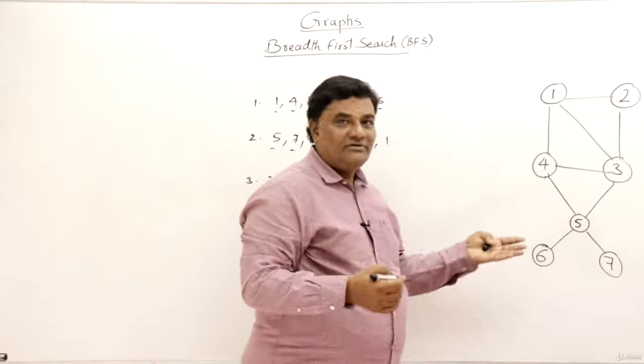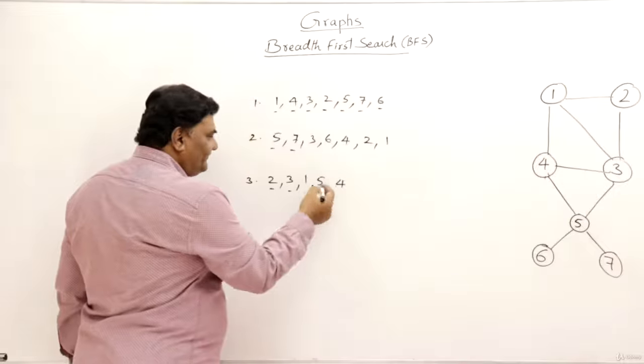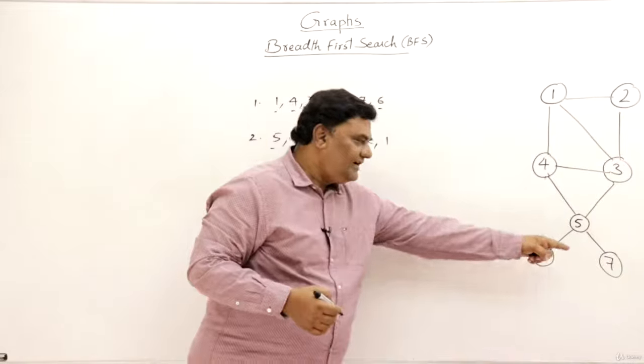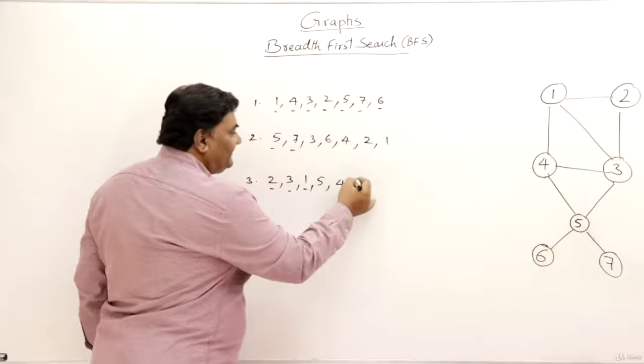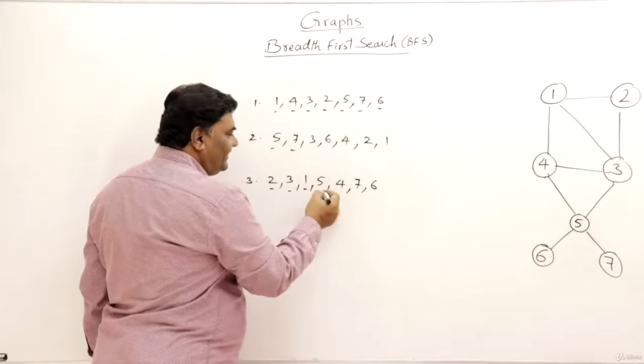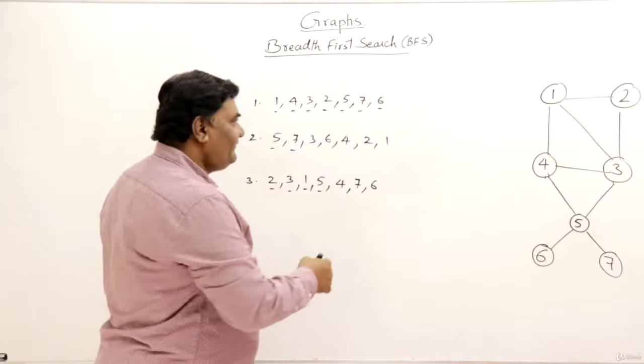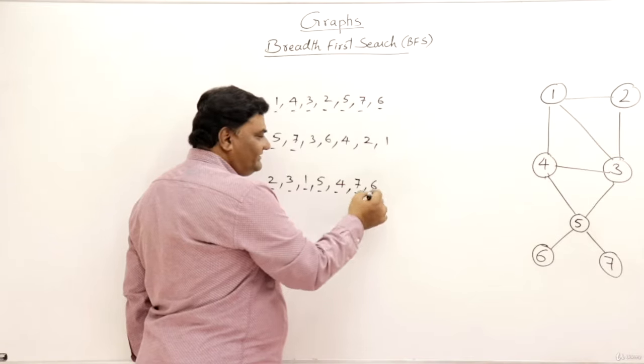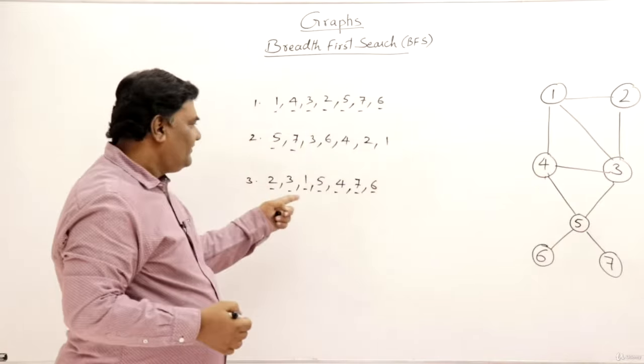From 1, 2 and 4 are already visited. So 1 is already explored. Then 5. Who are adjacent to 5? 6 and 7. I'll take 7 and 6. Okay. So 5 is explored. Now start exploring 4. There is nothing adjacent, already they are visited. Then for 7, nothing adjacent. 6, nothing adjacent. So I got this answer.